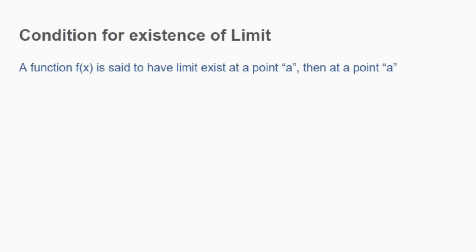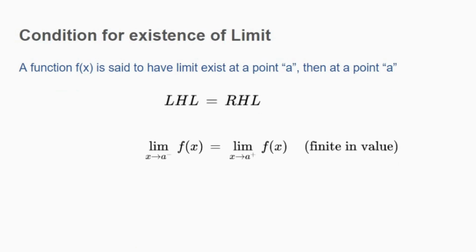So in general, a function f of x is said to have a limit at a point a if, at the point a, the left hand limit is equal to the right hand limit, which is nothing but limit x tends to a minus f of x is equal to limit x tends to a plus f of x, and make sure that the value is finite.